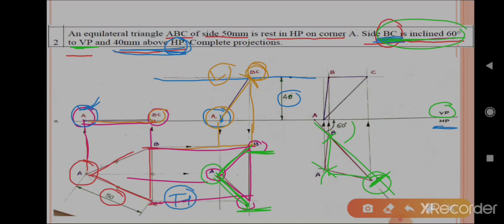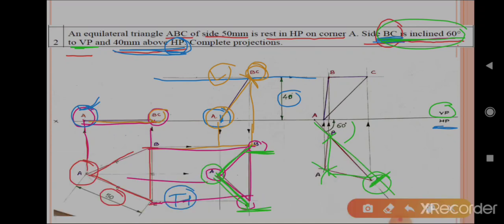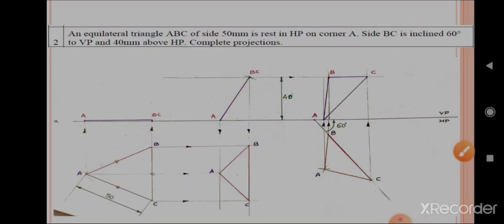And finally, after completing this view, take the vertical projection lines and horizontal projection lines from the front view. The B and C points we get here, and the A point that is resting on the horizontal plane, and connect these with straight lines. So finally the answer looks like this. So this is the final answer.